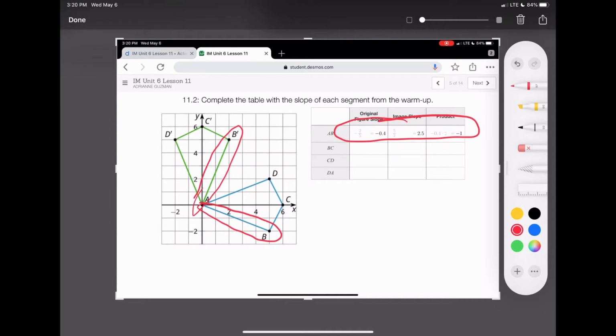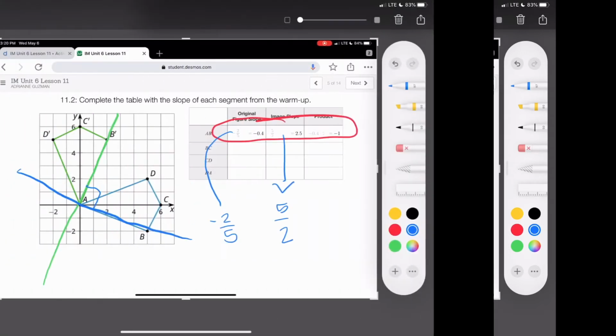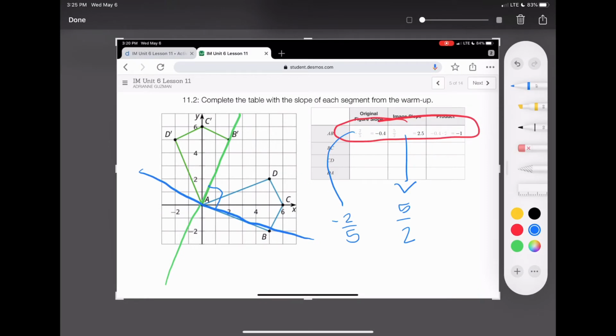A transformation happened. But if I actually extended these lines here, and let's do this blue one, what do you notice that happens between these two lines? They are perpendicular. They create a 90-degree angle. So what could we conclude about perpendicular lines and their slopes? Let's look at their slopes. The original line slope was -2/5. The slope of the new line is 5/2.